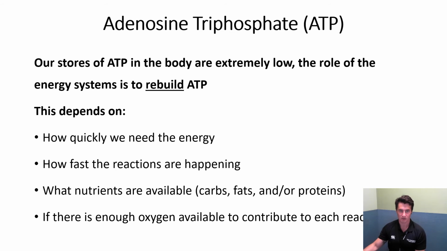Our stores of ATP in the body are extremely low, so how much we have actually just hanging around is not a lot, and the role of the energy systems is to rebuild this ATP. This depends on things like how quickly we are asking the body to replace that ATP. If you go for a 1 kilometer time trial run as fast as you can, you are now asking your body to replace ATP quicker. It also depends on how fast these reactions are happening, what nutrients you have available, so do you have carbs, fats, or proteins available, and is there enough oxygen available to contribute to each reaction? That determines how ATP is rebuilt.